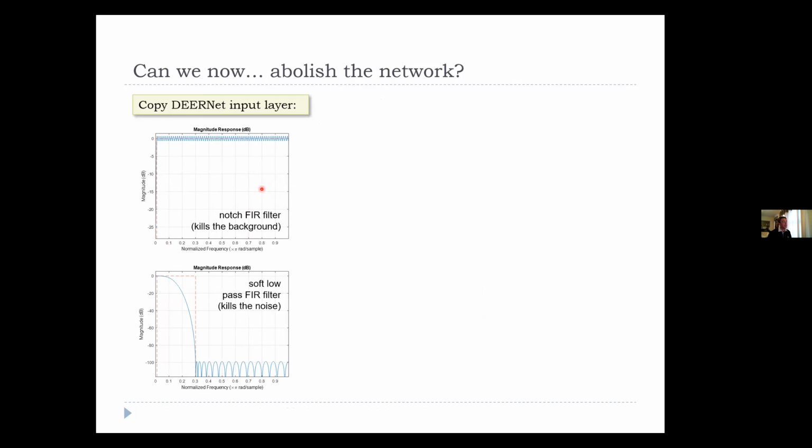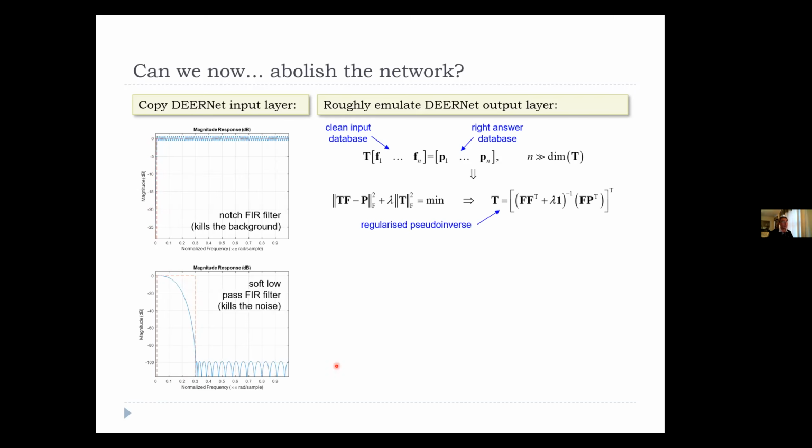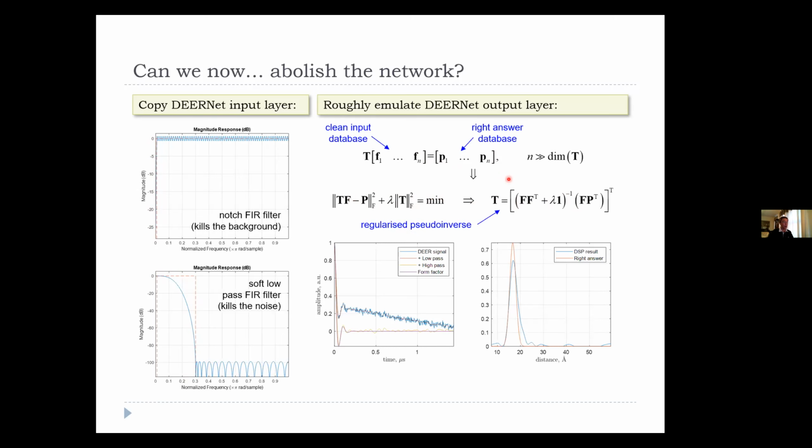So we designed a filter in MATLAB that is a notch. So a very, very narrow notch that just kills the zero frequency. That would be your baseline. We designed a bandpass that keeps the low frequencies and kills the high ones to roughly mimic what we saw in the first layer. And to roughly mimic what we saw in the last layer, we just did a regularized pseudo-inverse to take this pattern of oscillations into the pattern of peaks that vaguely mimics the function of the last layer that we saw. And behold, it does it.